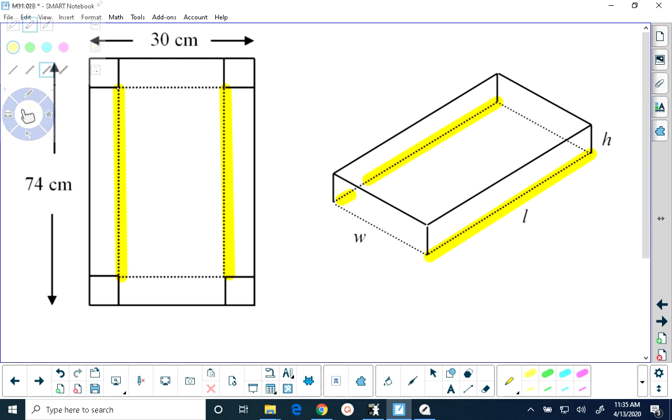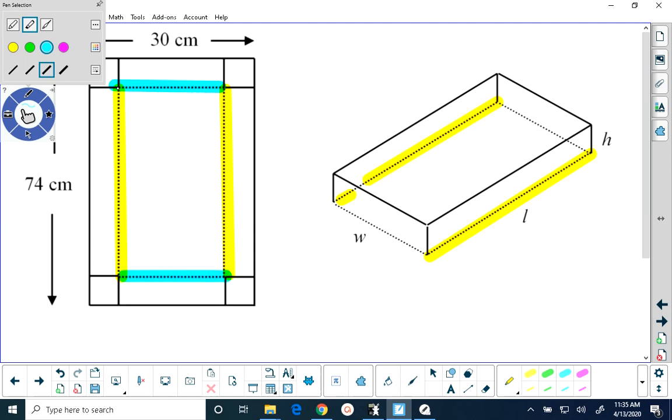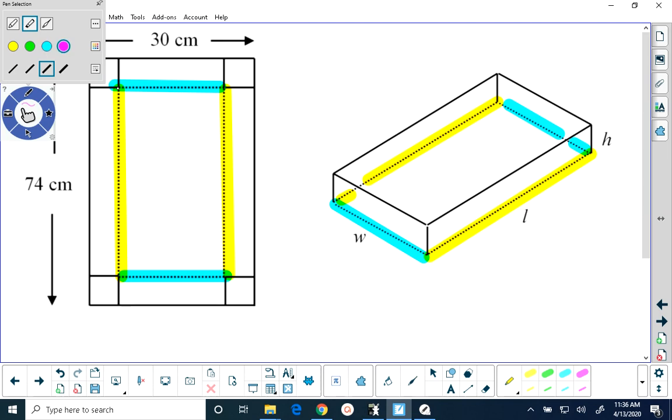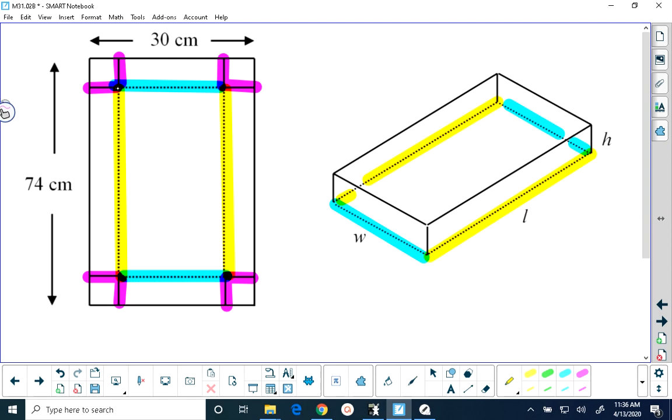On the other hand, these two lengths on the flat piece of cardboard, when the box is constructed, become these two edges. And finally, the height is going to be a result of these lengths joining each other when the sides are folded up. So you can see by looking at the diagram where we're going to get the length, width, and height from.